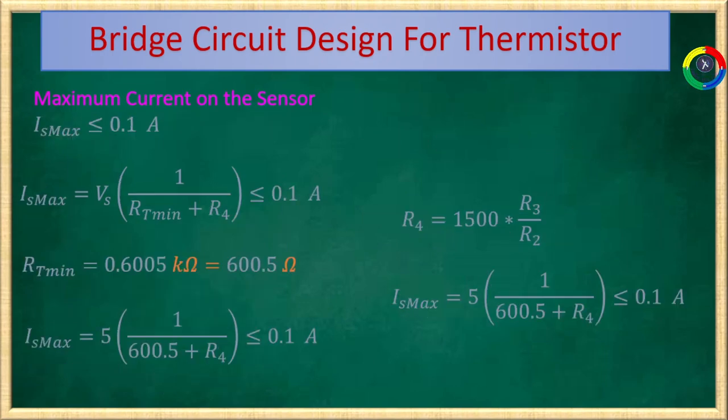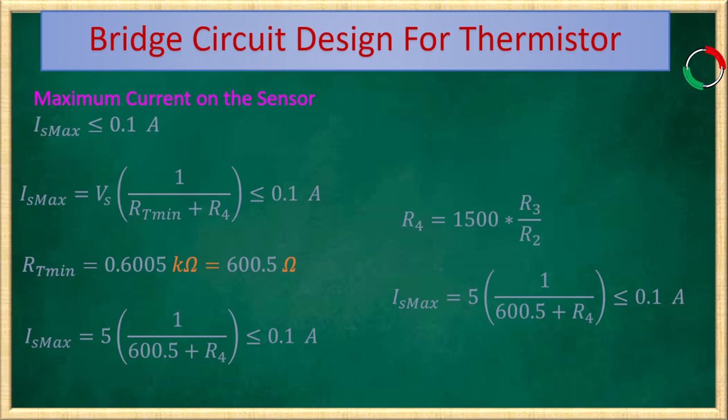The maximum current passing through the sensor is 0.1 ampere. We get maximum current where RT is minimum. Therefore, IS maximum equals VS times 1/(RT minimum + R4), which must be less than or equal to 0.1 ampere. We have RT minimum from our video 2. We have the minimum resistance of the sensor at 50 degrees centigrade, which equals 0.6005 kilo ohm. So IS maximum equals 5/(600.5 + R4), which must always be less than or equal to 0.1 ampere.